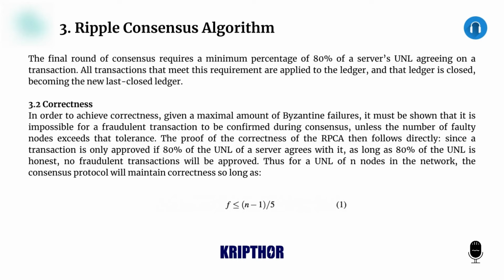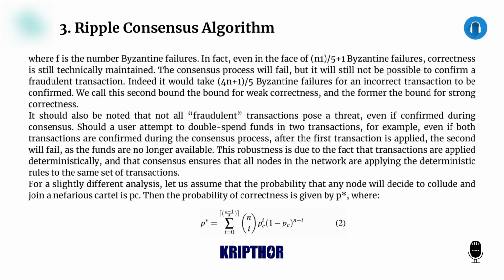The proof of the correctness of the RPCA then follows directly, since a transaction is only approved if 80% of the UNL of a server agrees with it. As long as 80% of the UNL is honest, no fraudulent transactions will be approved. Thus, for a UNL of n nodes in the network, the consensus protocol will maintain correctness so long as [inequality], where f is the number of Byzantine failures.